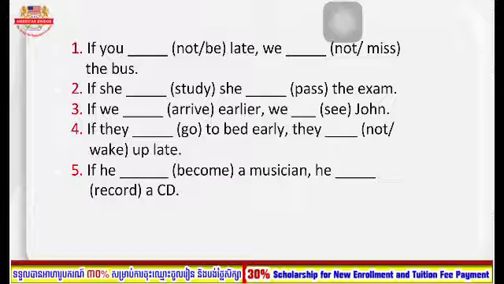Over here you have to remember the form of the third conditional: if plus had plus past participle, and would plus have plus past participle. If you know the form, then you can complete it. Number 2: if she blah blah blah study, she blah blah blah pass the exam. Number 3: if we blah blah blah write earlier, we blah blah blah see John. Number 4: if they blah blah blah go to bed early, they blah blah blah not wake up late. Number 5: if he blah blah blah become a musician, he blah blah blah record a CD.